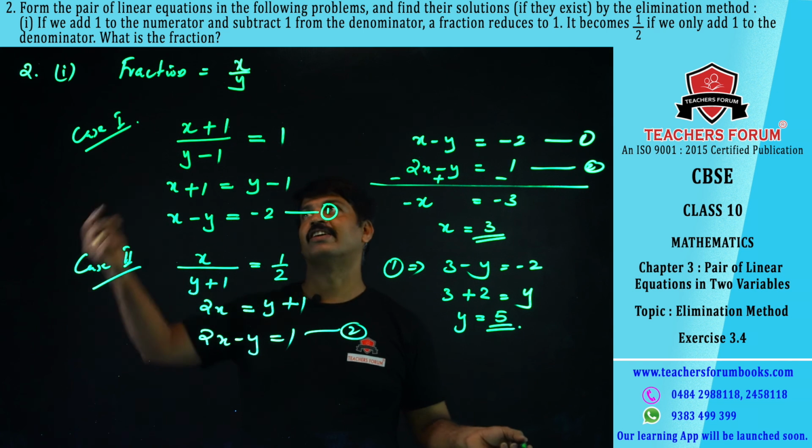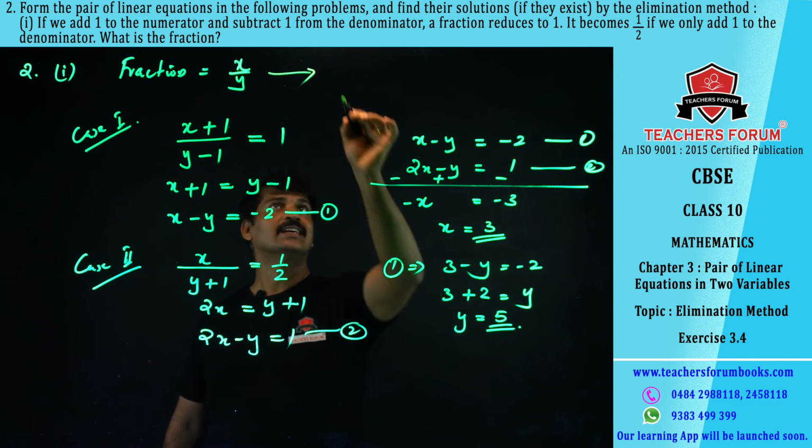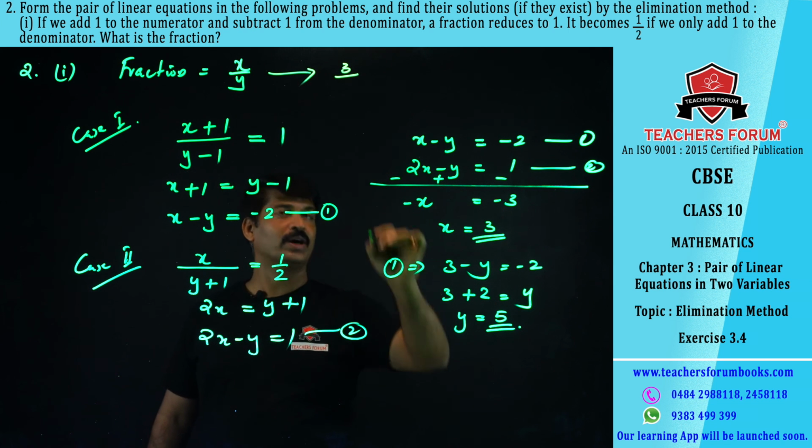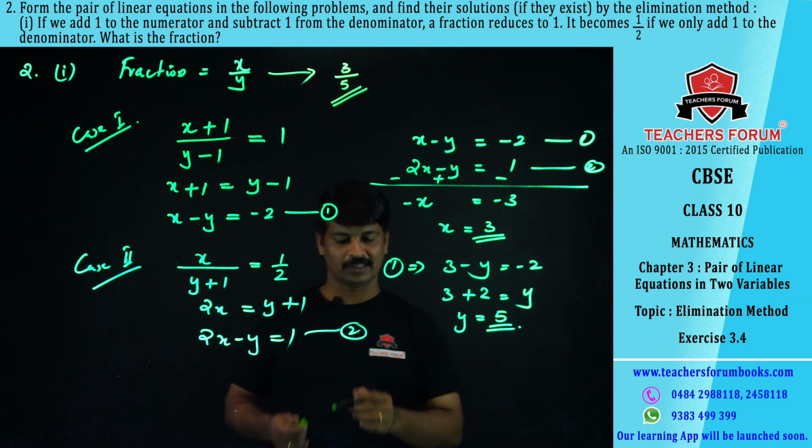Then what is the fraction? Fraction is x by y. That is, what is x? x is 3 and y is 5. So the fraction is 3 by 5. I think it is clear.